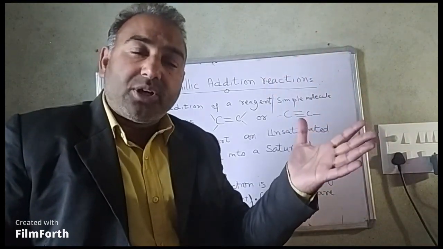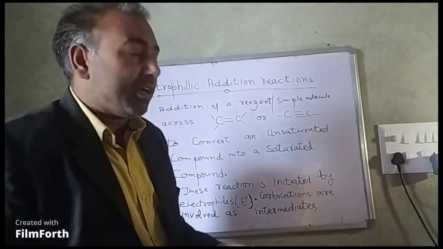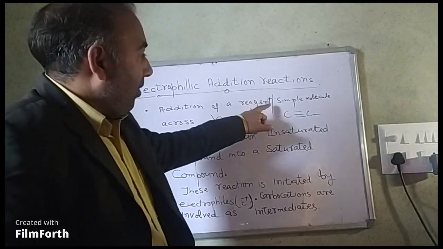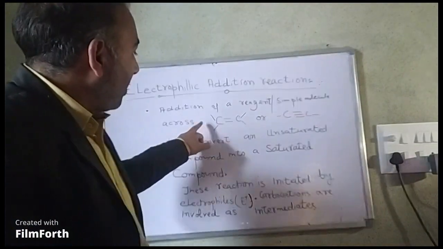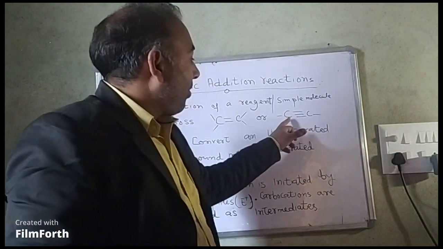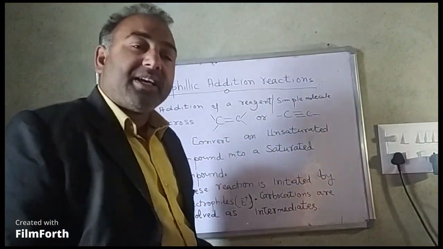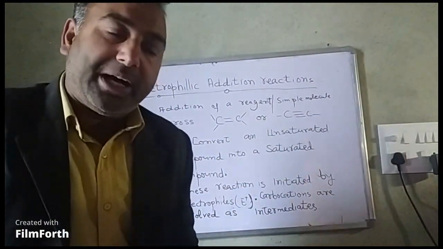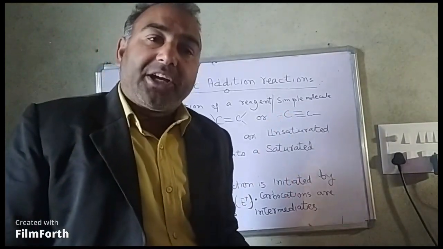An unsaturated compound is converted into a saturated compound. So I have written here, addition of a reagent or a simple molecule across a carbon-carbon double bond in alkenes or in alkynes to convert an unsaturated compound into a saturated compound. So that is what we call an addition reaction.